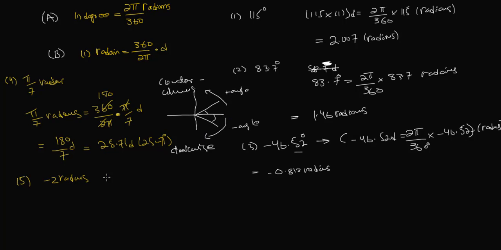So first, let's just plug it into the conversion equation, and let's see. So -2 radians is 360 divided by 2 pi multiplied by -2 degrees. Okay, 2 is cancelled with 2, so we are left with -360 divided by pi degrees, or that is equal to 59 degrees.